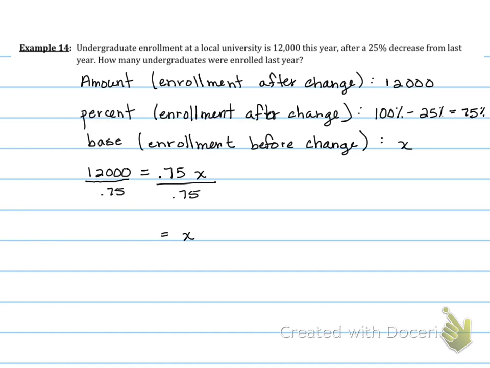Here's my calculator. This one's actually not that bad. I just don't want to spend a bunch of time doing long division. 16,000. So last year's enrollment was 16,000.